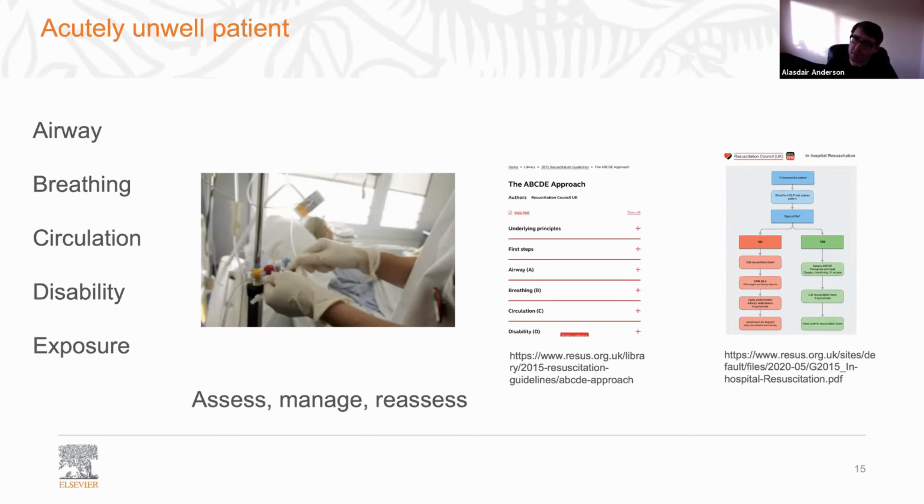So first of all, you're thinking about the airway. Is there an obstruction to the airway? Do I need to do some airway maneuvers? Is the patient not breathing? I need to summon some help. When we're doing the observations on the patient, the respiratory rate's raised, the patient's cyanotic, their saturations are low, let's get some oxygen on them.